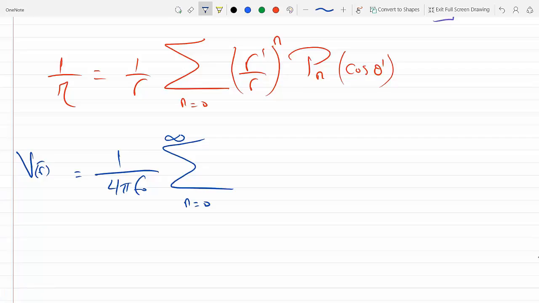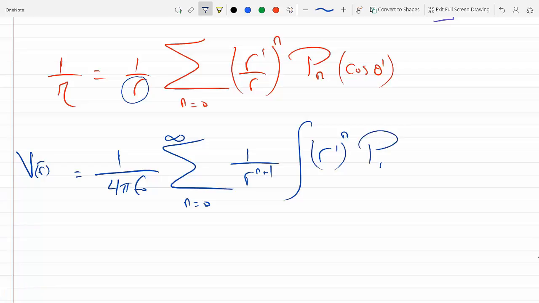Now notice that I can pull this r inside the summation here. So it's 1 over the separation vector, so it turns out 1 over r to the n plus 1, because I have r to the n and another r. And then remember, the integration is with respect to the prime coordinates, so I can take r prime inside the integral. So this is r prime to the n. And then I have the Legendre polynomials, cosine theta prime. And then I have the volume charge density, rho of r prime, which has to be inside because it's a function of the prime coordinates, d tau prime.